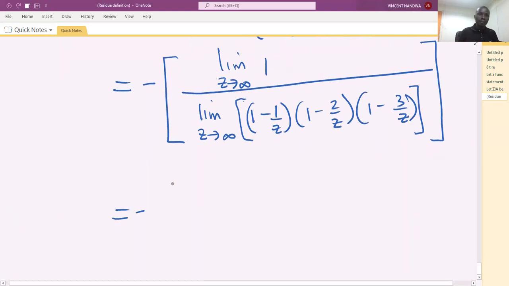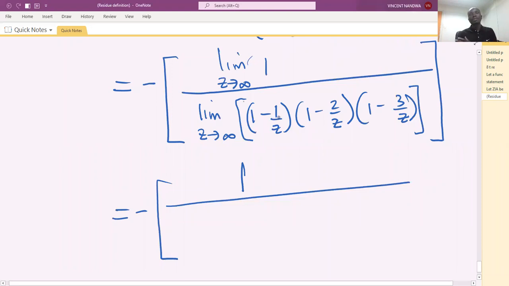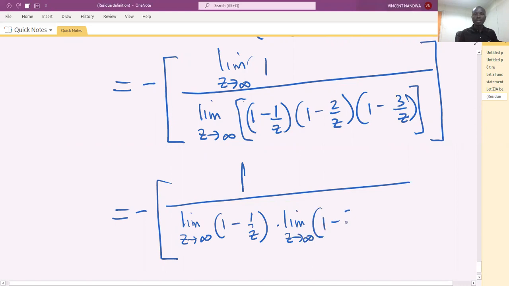So which will be negative. Now limit of constant as z approaches infinity remains to be that constant, so I'll have 1. And here limit of products is the same as product of the limits of each of the function. So this is the same as limit as z approaches infinity of 1 minus 1 over z times limit as z approaches infinity of 1 minus 2 over z times limit as z approaches infinity of 1 minus 3 over z.